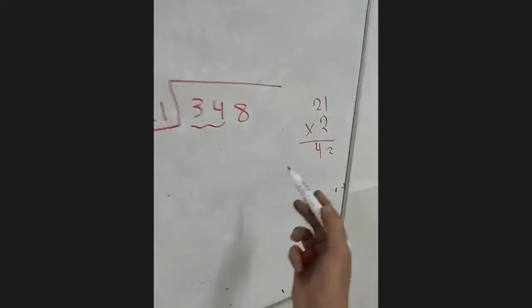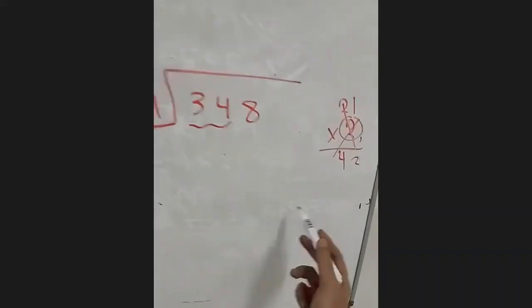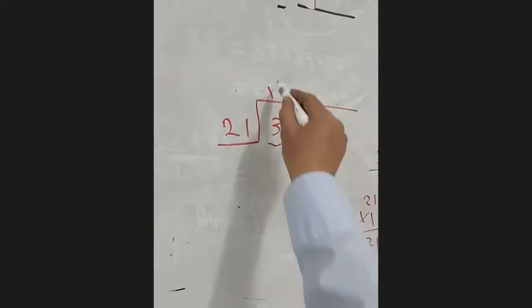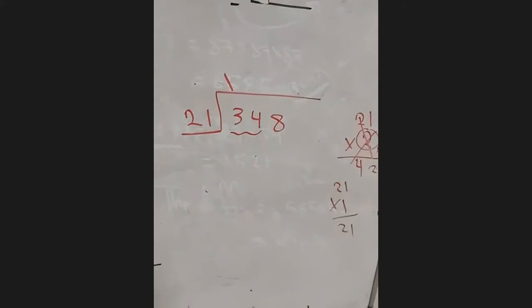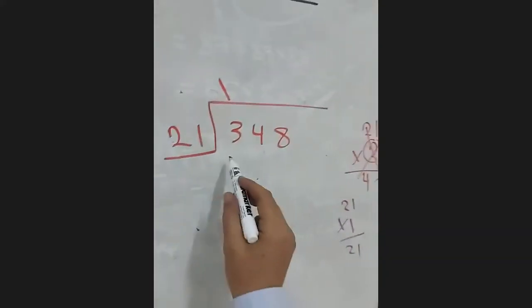So I need to choose 1, because 2 gives a number bigger than 34. I need to choose 1 by 21, which is 21, right? Correct. Put 21 down. 1 multiply 21 is 21.